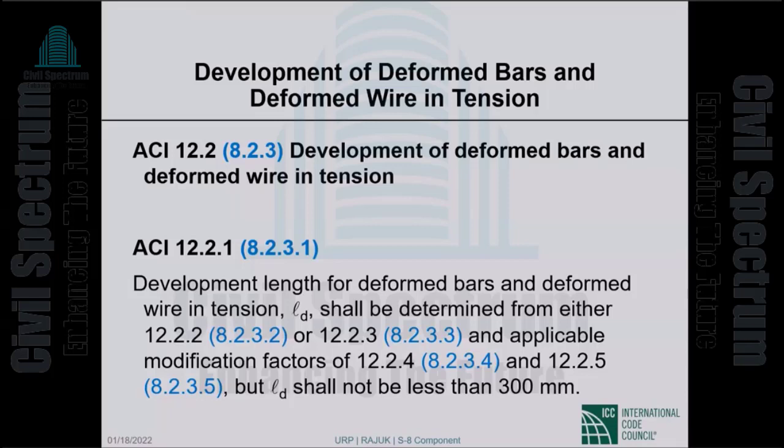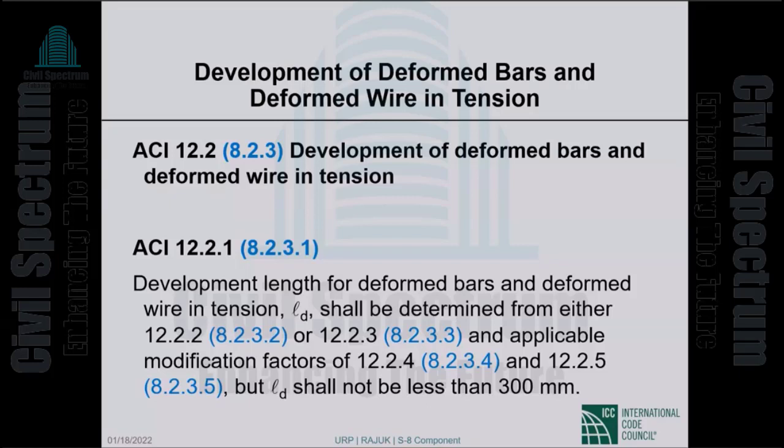Development length of deformed bars, also deformed wire in tension, shall be determined from either this section or that section, and applicable modification factors, etc. Importantly, L sub D shall not be less than 300 millimeters. This is an absolute minimum on development length of deformed bars in tension.